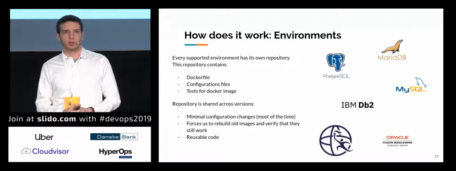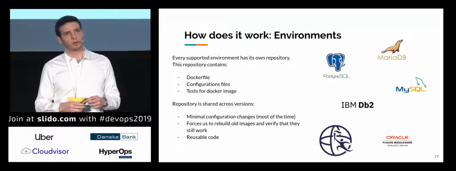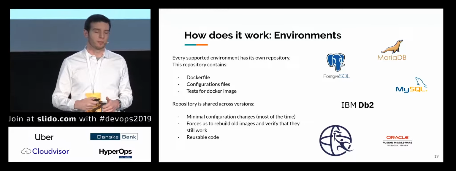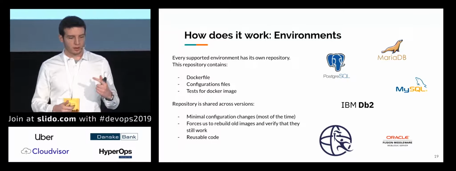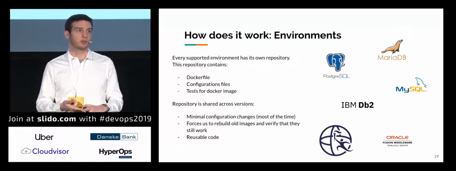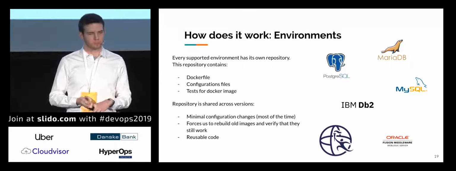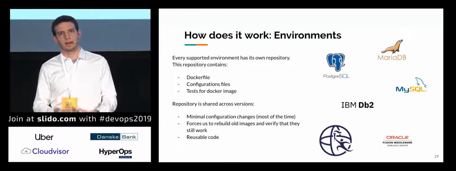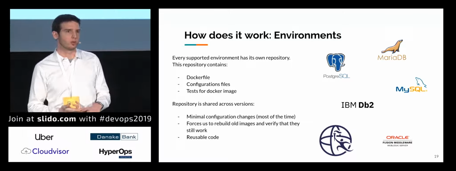In this case, the approach we went for is creating one Git repository for every vendor. So we have one Git repository for all the PostgreSQL versions that we support, one Git repository for all the MariaDB versions we support, and so on. This repository keeps inside the Dockerfile that generates the image and the configuration file for the application. In some cases, we need custom configuration files that we need to put inside the container, and we need some tests. So our Docker images are always tested after they're built to make sure that they will work in the CI.